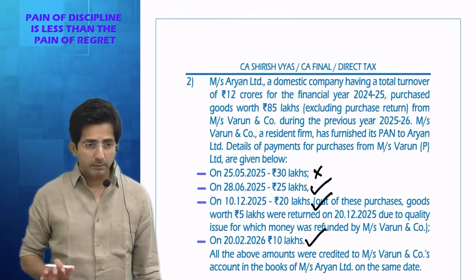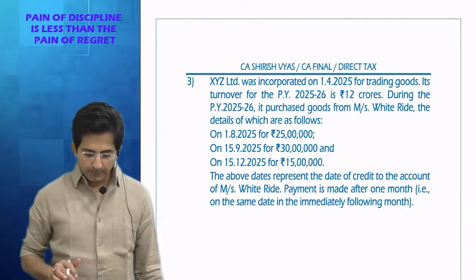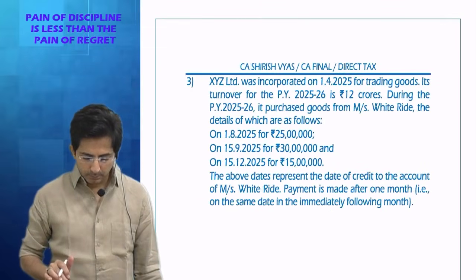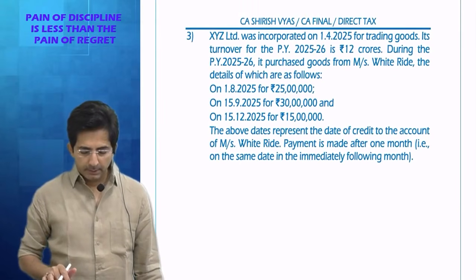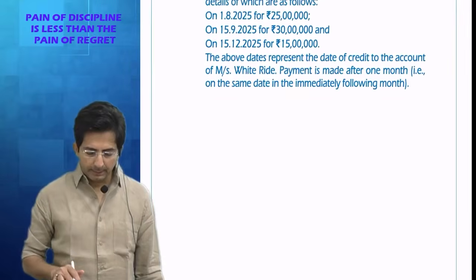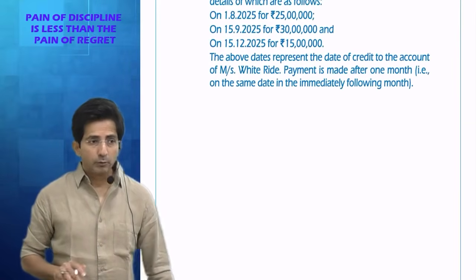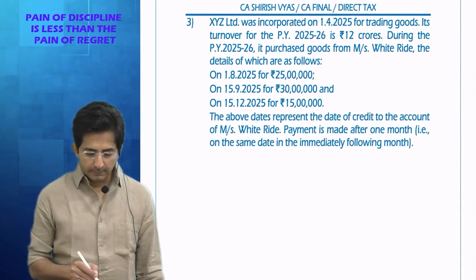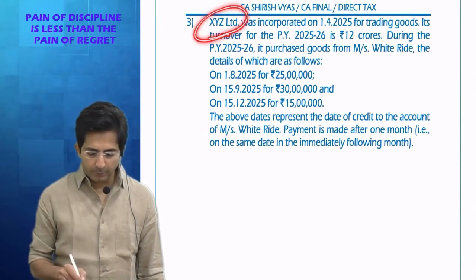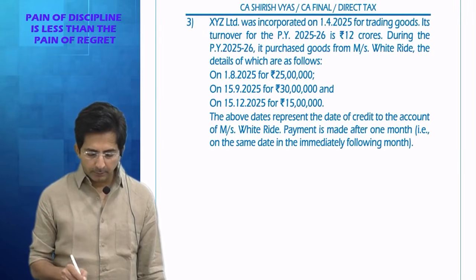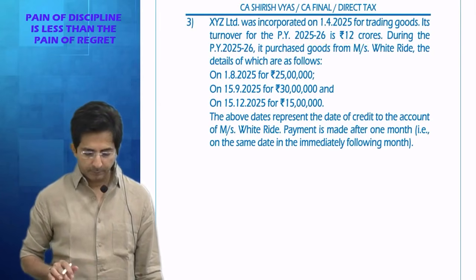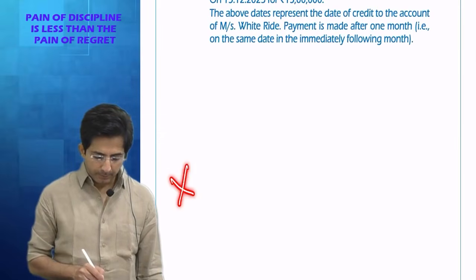So this was in question number 6, point number 2. Then in question number 6, point number 3 was also homework. See, in point 3, again it was purchase of goods transaction. See, what was given? XYZ Limited incorporated on 1st April 25 for trading goods. Its turnover for previous year 25-26 is 12 crores. It purchased goods from Messrs. Y Trade. So tell me here, who is the party?